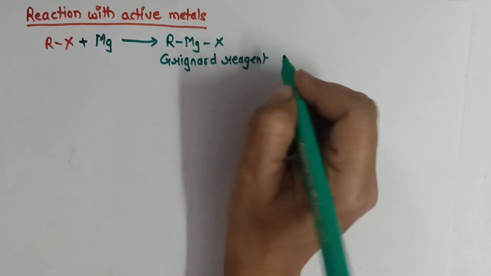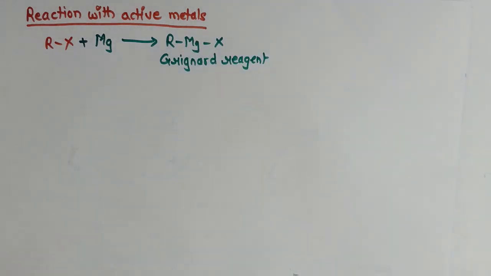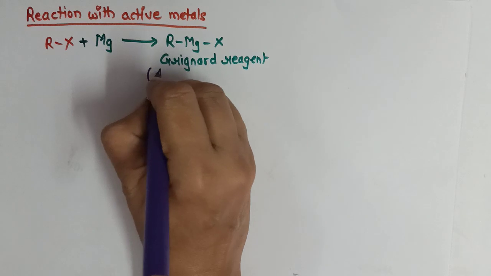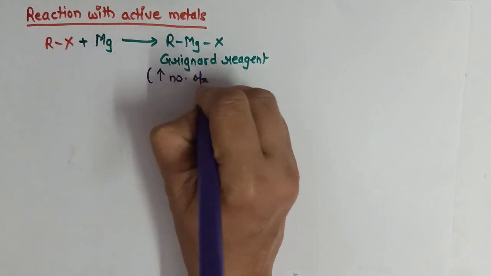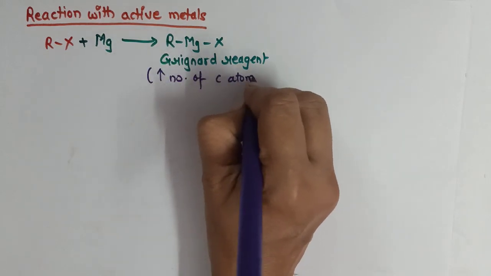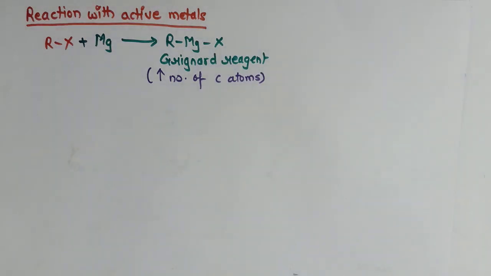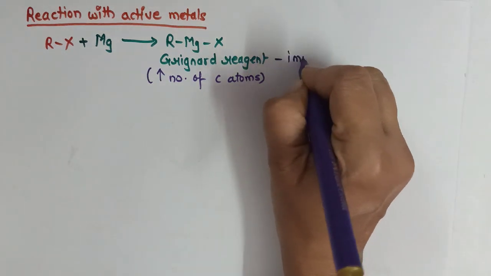Grignard reagent is a very important class of compound as it helps to increase the number of carbon atoms, and we can increase the number of carbon atoms according to what we want. It's not only the ascent of one carbon atom or two carbon atoms, but we can increase at a time 3 or more carbon atoms also, and therefore Grignard reagents are a very important class of compounds.